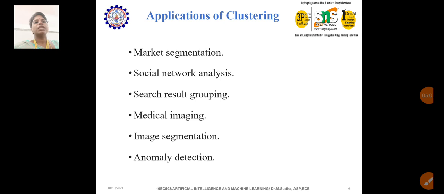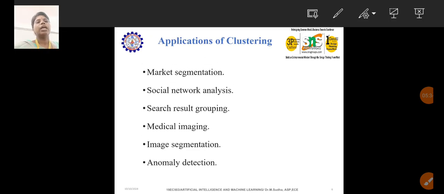Okay, so till now we have discussed what hierarchical clustering is, how it benefits society and the real-time world, and what the types of hierarchical clustering are, that is agglomerative and divisive, and where it is used. I mentioned the examples in the last slide. The applications of hierarchical clustering are market segmentation, social network analysis, search result grouping, medical imaging, image segmentation, and anomaly detection. So in this video we have covered the applications of clustering.